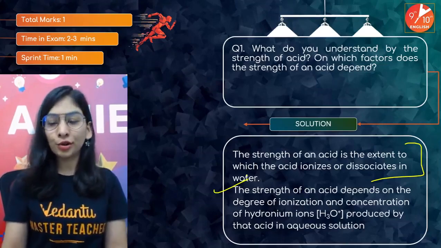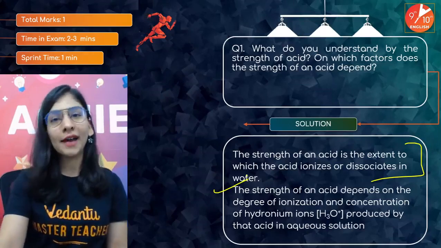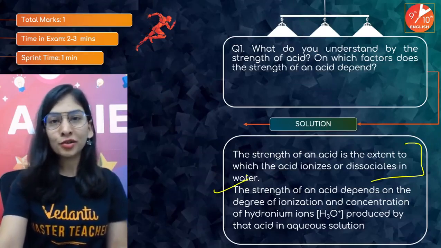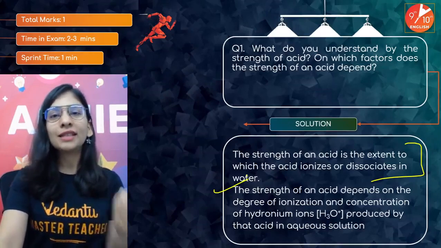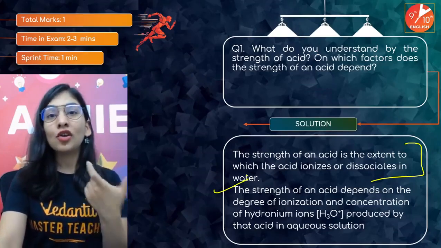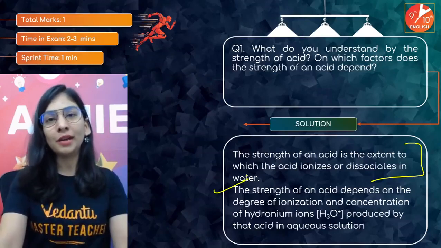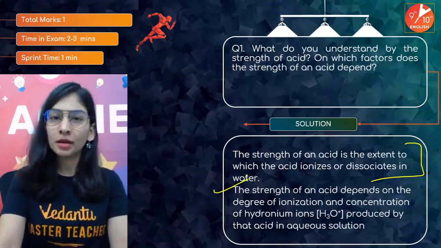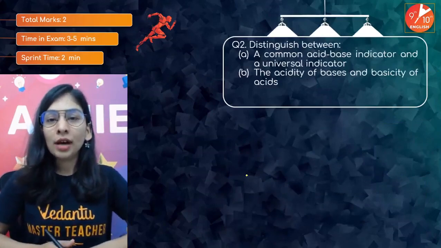And as I told you, the more hydronium ions, the stronger the acid will be. So you understood this part. That's very easy, and that's how HCl is a stronger acid as compared to acetic acid, because of the concentration of hydronium ions that varies when we try to dissociate both. Okay, yes. Let's do question number 2.